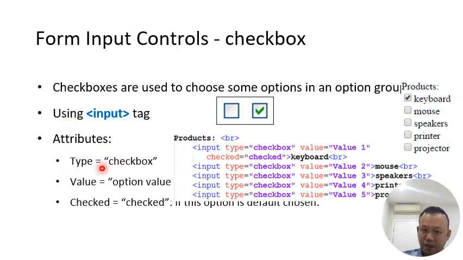Let's see an example. For input, the type is set to checkbox. This creates a checkbox input. Okay, and the name attribute identifies it when the form is submitted, and the value attribute specifies the value to be sent when the checkbox is checked and the form is submitted. So we have a line: mouse, speaker, printer, projector in here. Okay.